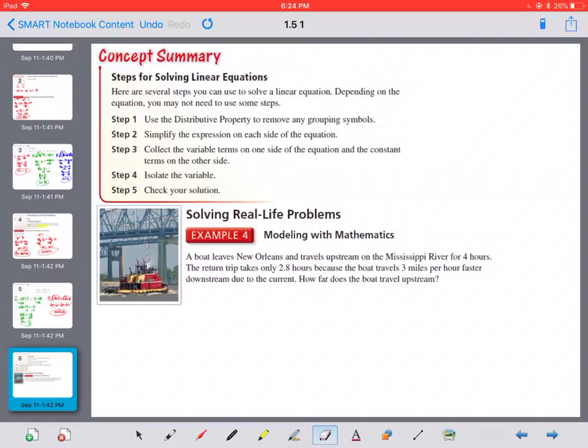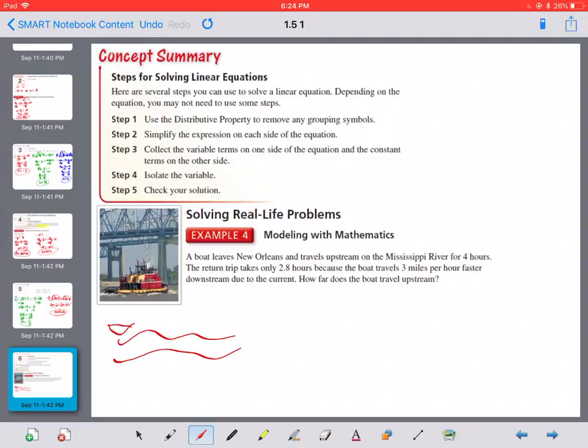Word problems and modeling are going to be the same with this book. The boat leaves New Orleans and travels upstream on the Mississippi River for 4 hours. Okay, we're going to have to create the equations because they didn't give them to us, it looks like. But we know what we're going to do. We're going to be solving linear equations. Something is going to be set equal to something else. It's going to have an x, and so we have to find it.